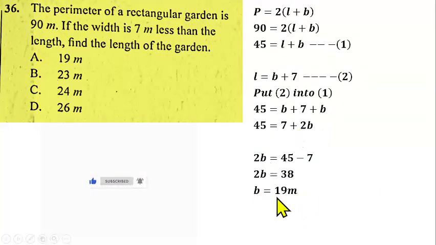Now that we know our breadth, you have to find the length, so you can return that into equation 2. That means the length will be b plus 7, and b is 19. So we have 19 plus 7. That should give us 26 meters, which is option D for question number 36.